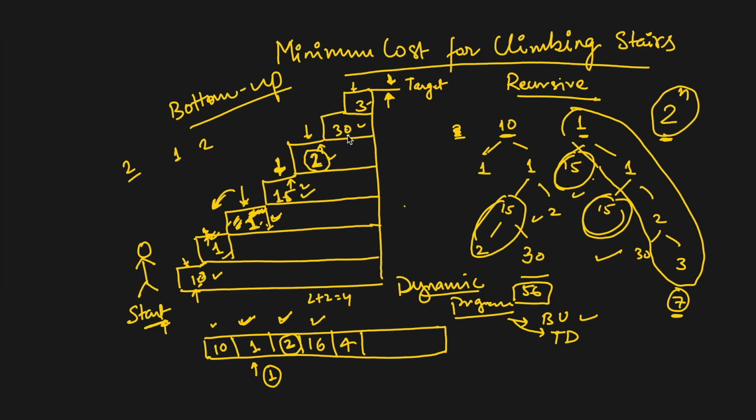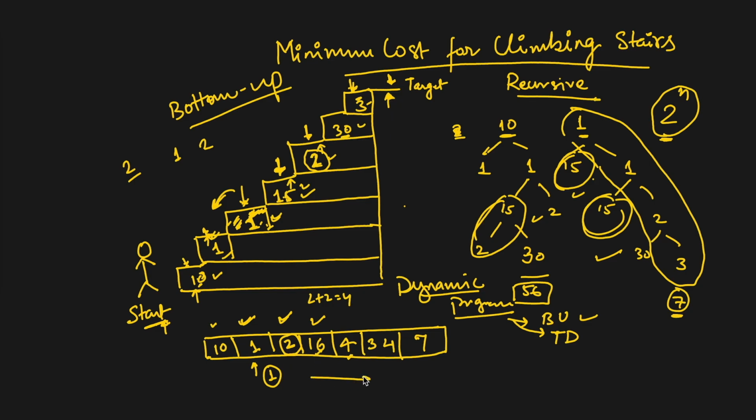Similarly for 30, look at the previous two steps, 16 and 4. Pick the 4, which is the minimum, and add 30 to it, so that is 34. Now for this step, previous two, this 4 plus 3 is 7, so 7, and then the target.